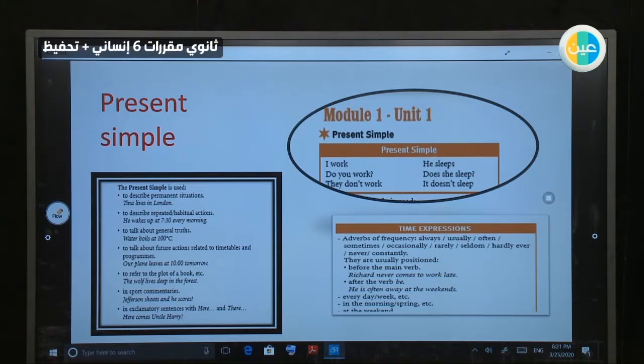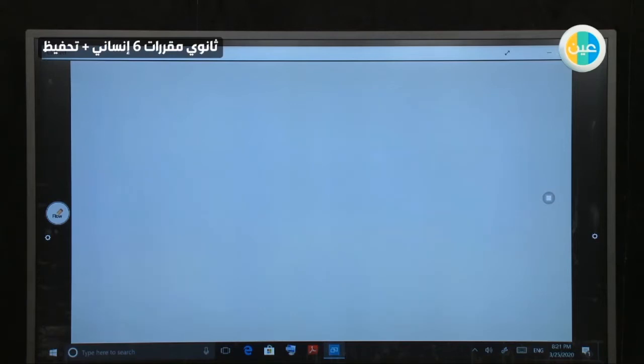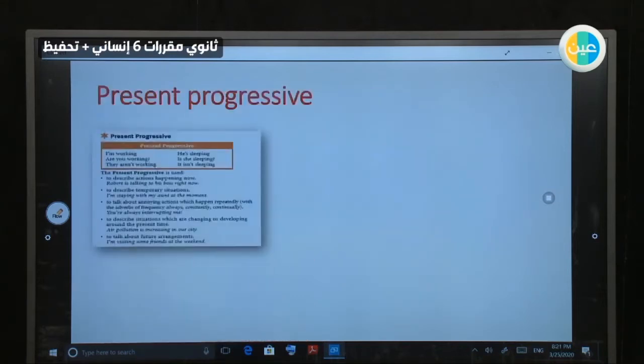Okay. Let's go for the second tense, which is present progressive. Try to make a sentence in this tense, like I am working. Here the subject is I, and I need the verb to be am. I am working. She is working. They are working. Okay, are you working? When you want to make a question, you will start with the helping verb are, then the subject you, then the verb with ing. Are you working? They aren't working.